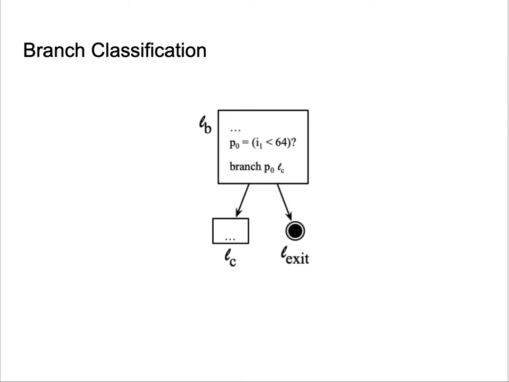Let's then go back to our original problem of branch classification. A branch is any bifurcation in our control flow graph, controlled by a conditional.